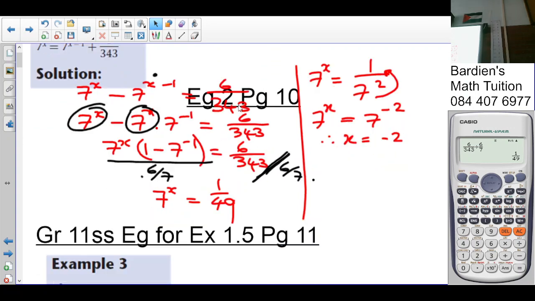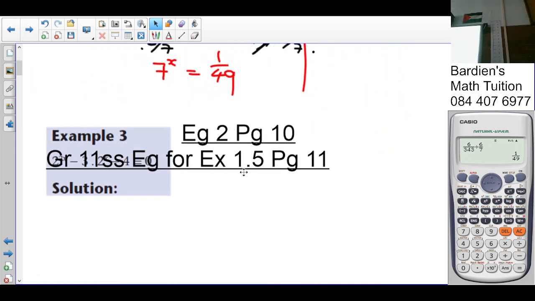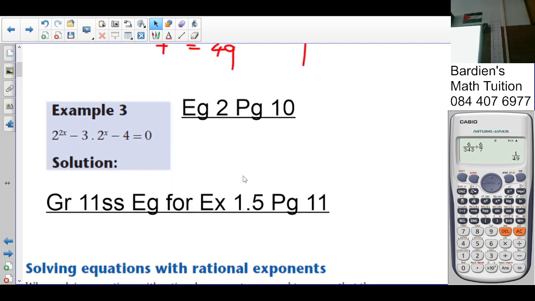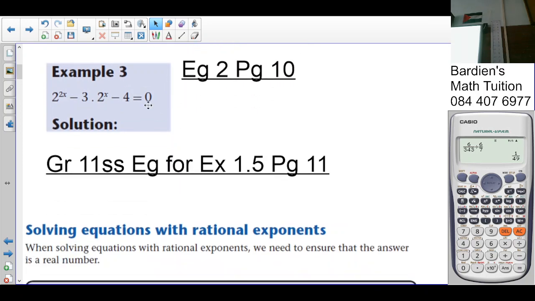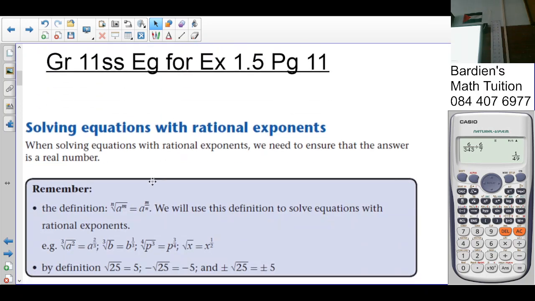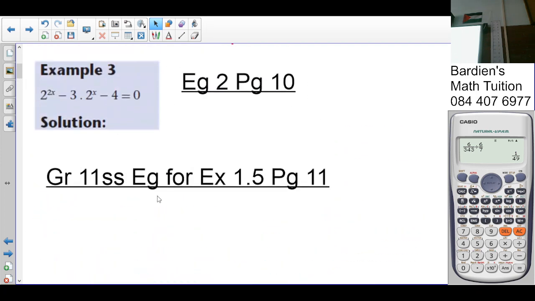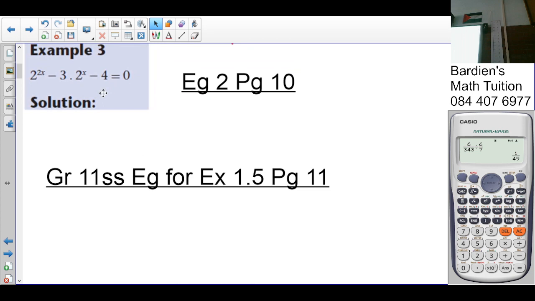Okay. Let's look at example 3 for exercise 1.5. And this was on page 10, correct?